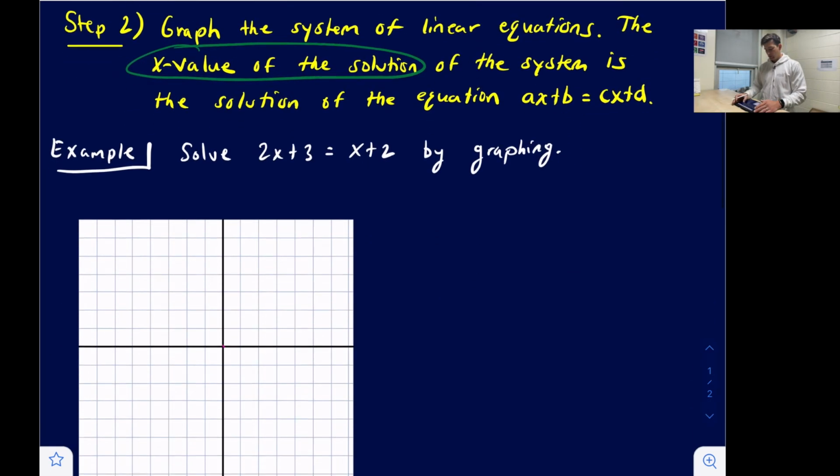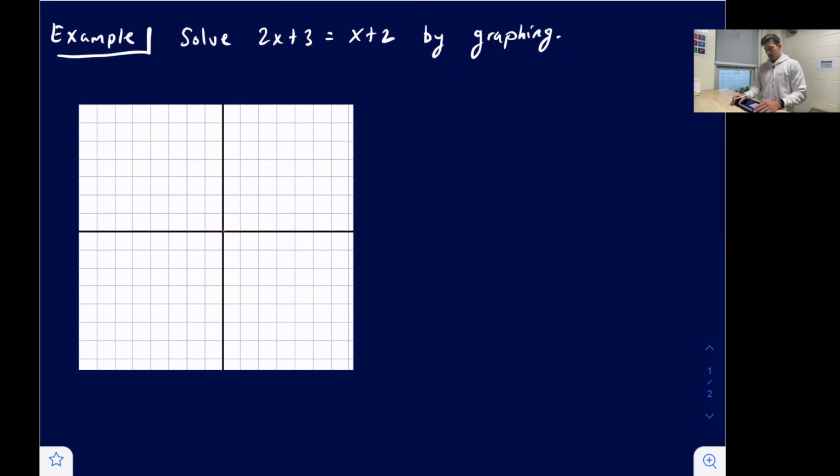All right, so let's look at one example. We will graph this one, and then we'll check it by solving the equation and showing our work. So we're going to take 2x plus 3 equals x plus 2, and we're going to solve it by graphing. So I'm going to graph y equals 2x plus 3, and we're going to graph y equals x plus 2.